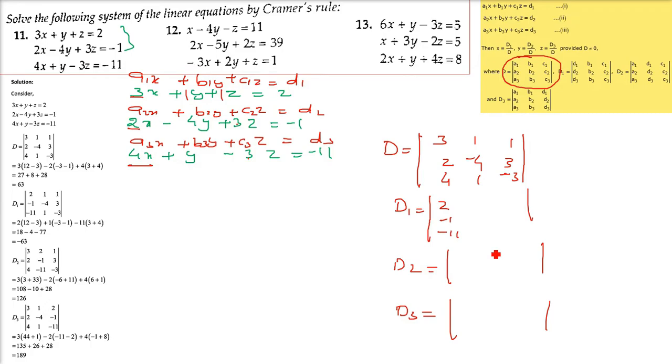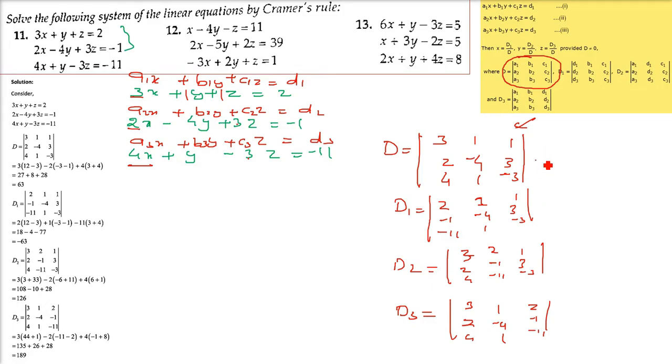In D2 you are going to place the second column as 2, negative 1, negative 11. In the third one you will write 2, negative 1, negative 11. The rest you will just keep like that. So 1, minus 4, 1, 1, 3, minus 3 here. Here it will be 3, 2, 4, 3, 2, 4 and 1, 3, negative 3. So only the consecutive columns have to be replaced, one at a time. So 3, 2, 4 and 1, minus 4, 1.